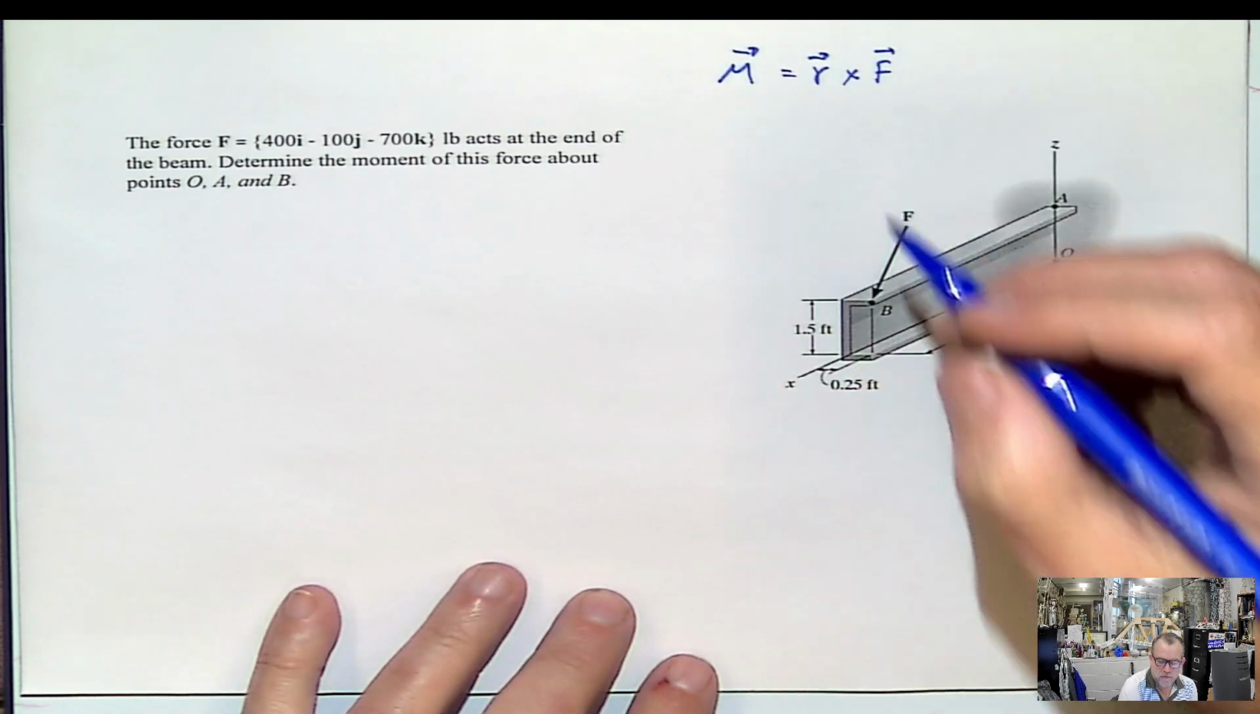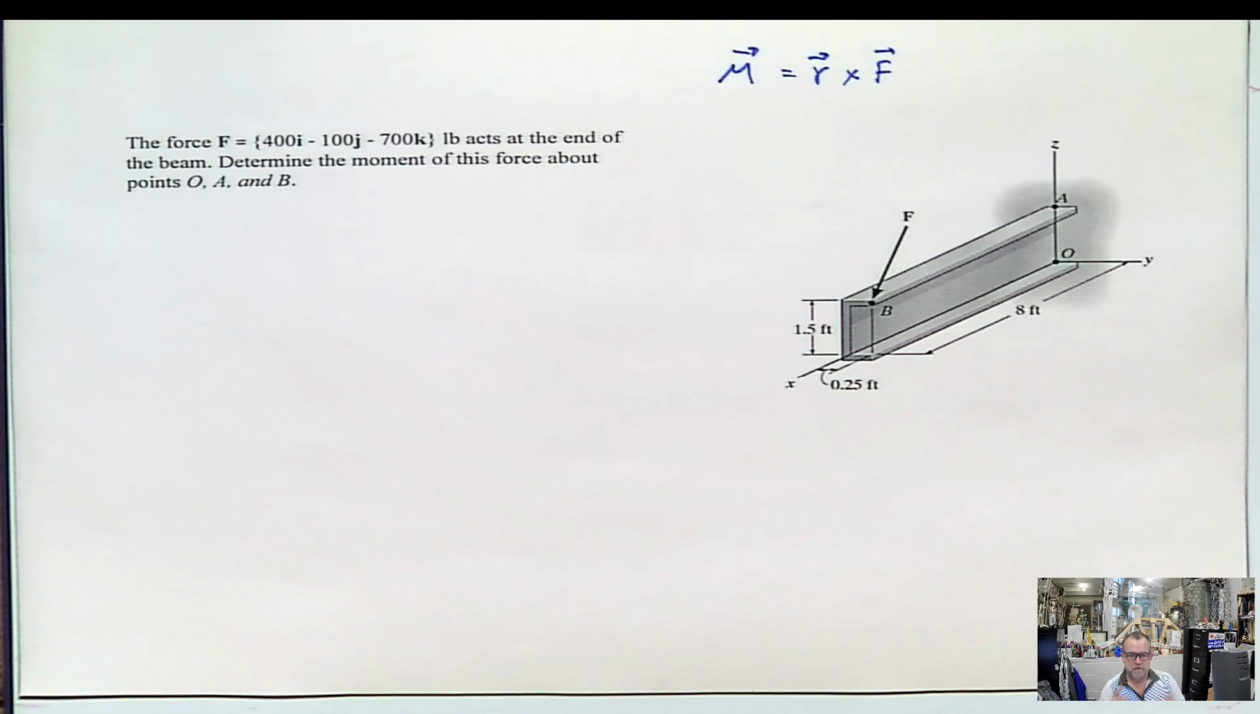And what is the arm? This is very, very important. That arm is the distance from the point that you want to calculate the moment until the line of action of the force. The line of action of the force could be the point where the force is applied or any other point in the line of action of the force.